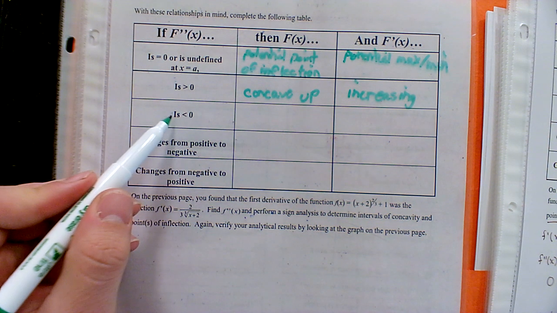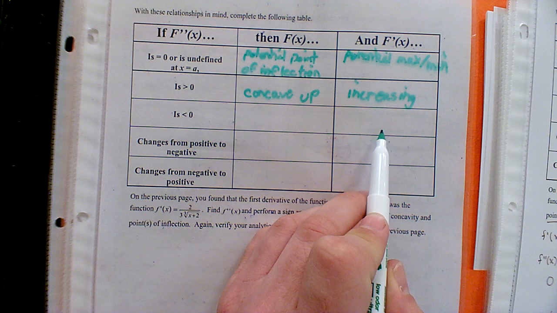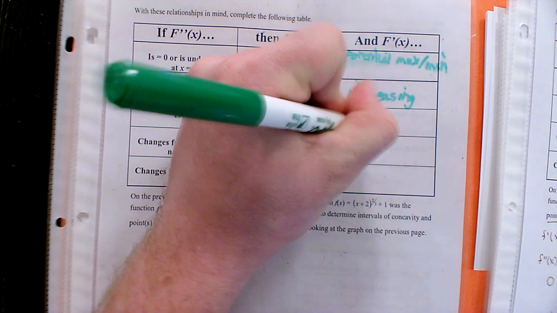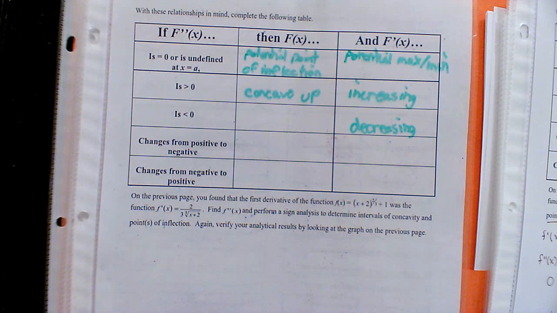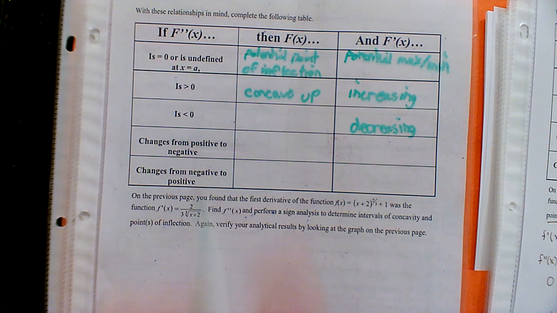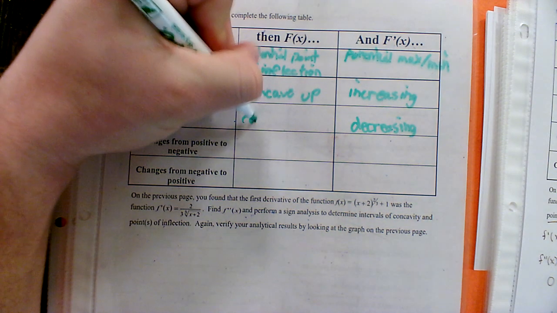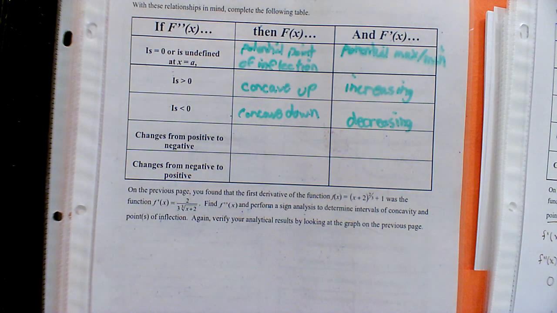All right, now, if the second derivative is less than 0, what do we know about our first derivative? Decreasing. And then what would we know about our original function? Concave down. We're on page 231.